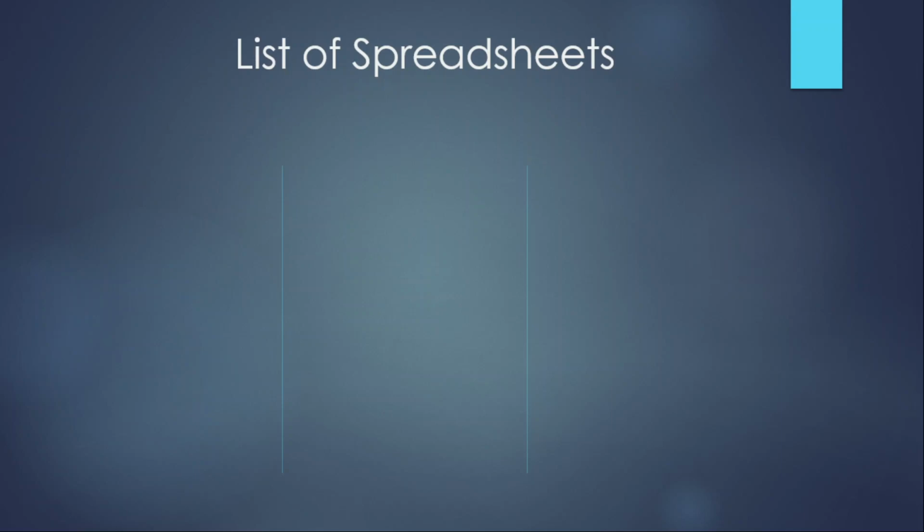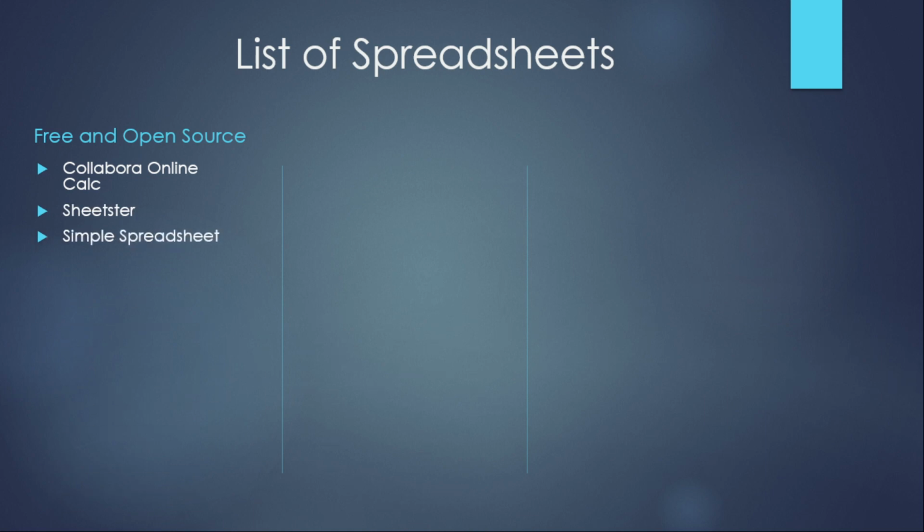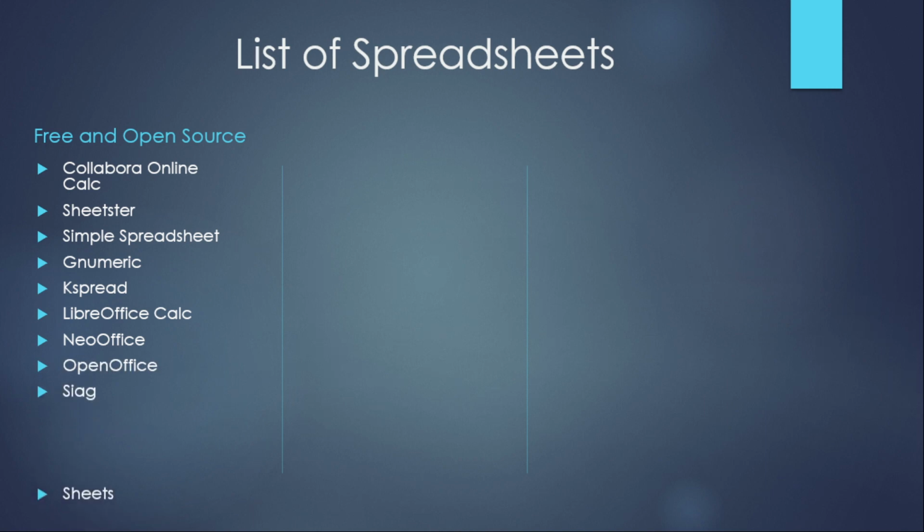I just thought I could walk you through the list of spreadsheet programs that are available so that you can understand that Microsoft Excel is not the only spreadsheet out there, yet it's the most famous. So we've got our first category, which is free and open source. Free means it can be used with no costs attached. Open source means the source code on how it was programmed is available for anyone to use and modify for their own use. Under this category, we have Collabora Online, Sheetstar, Simple Spreadsheet, Numeric, Spread, LibreOffice, NeoOffice, Open Office, Slug, Sheets.